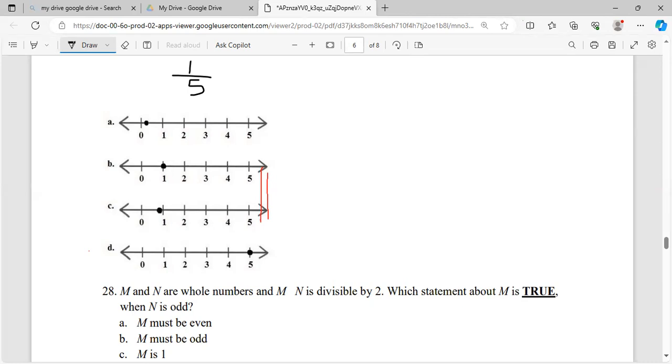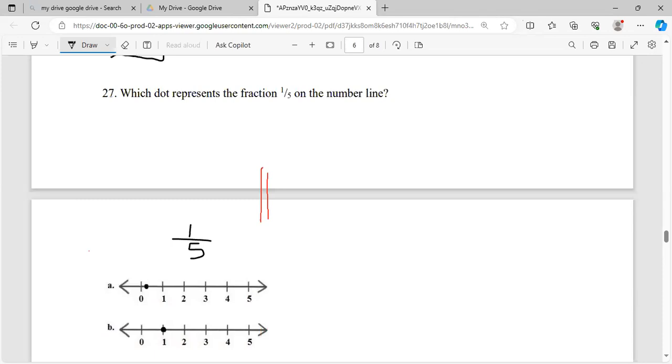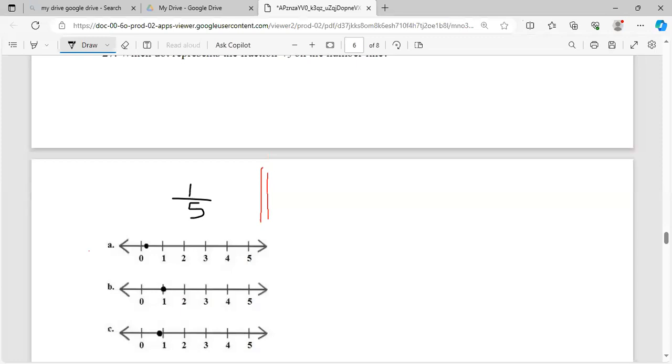So can you go to the question, please? All right, it says, which one shows 1/5? Let me go back up. This is what the text says. I'm looking at them. It said, which dot represents the fraction 1/5 on the number line? So you're going to look at which one represents 1/5.